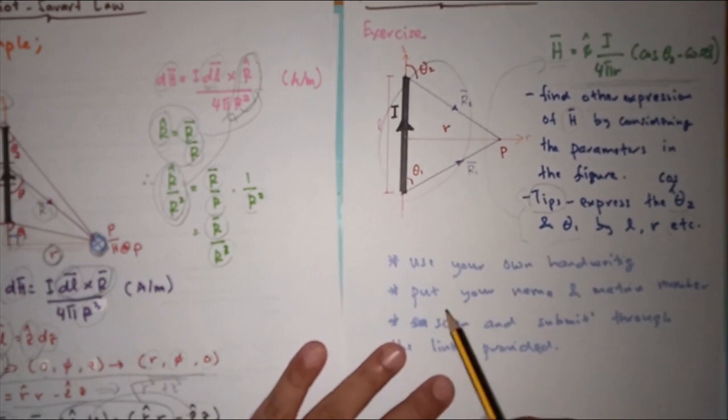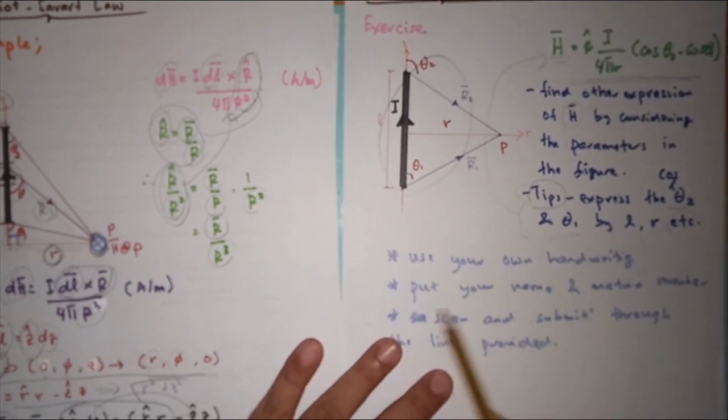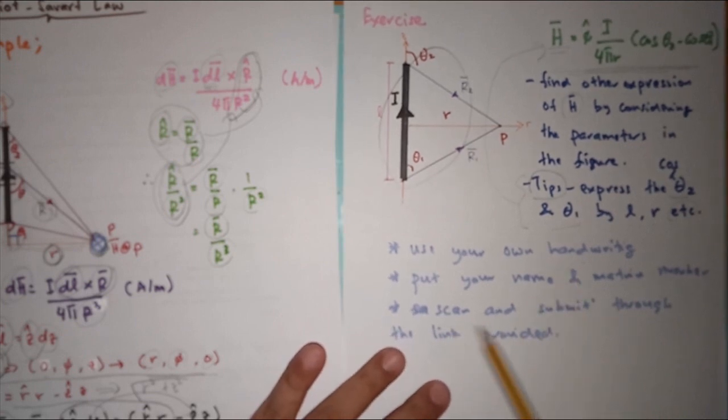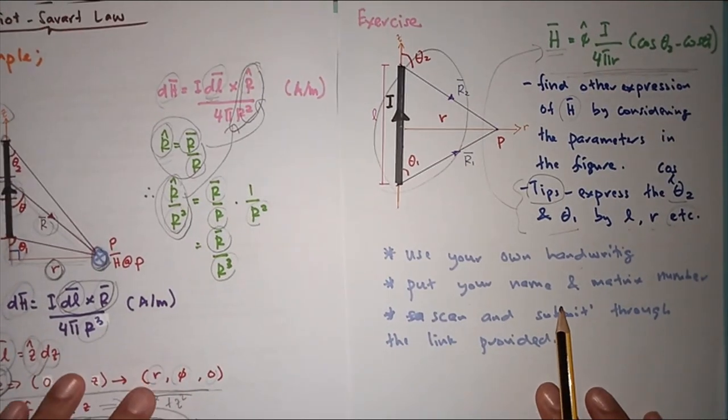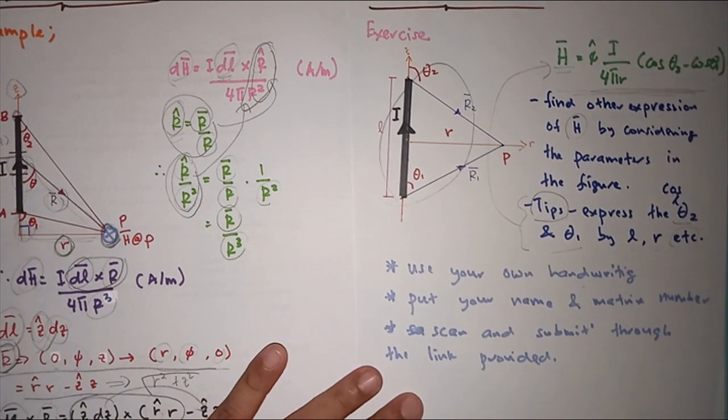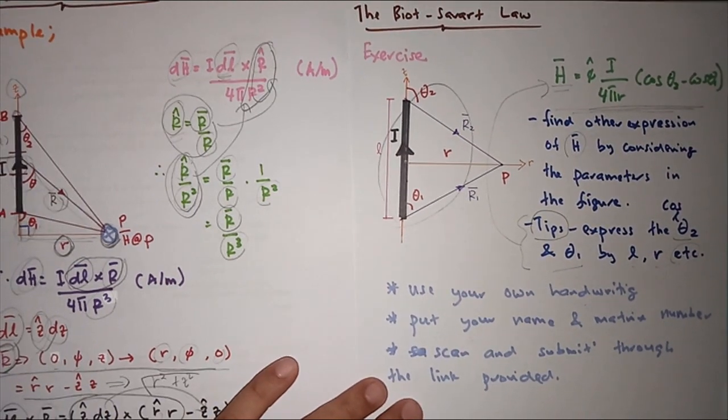You need to use your own handwriting, and put your name and matrix number in the answer. Then scan and submit through the link provided. That's all for now. Should you have any problem, please do not hesitate to send it to me. Thank you and good luck.